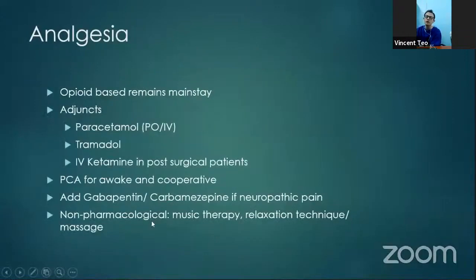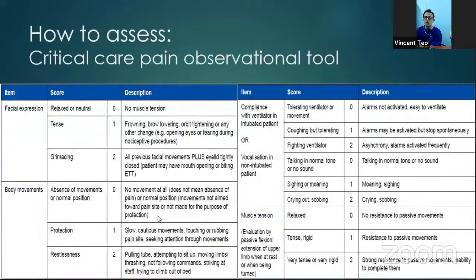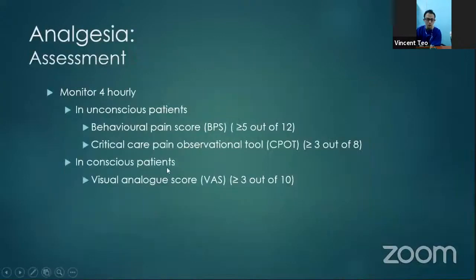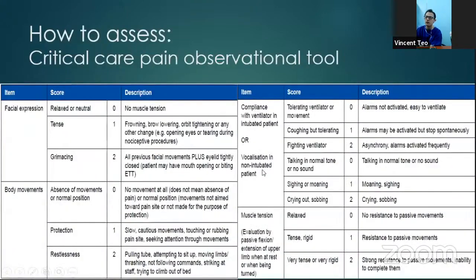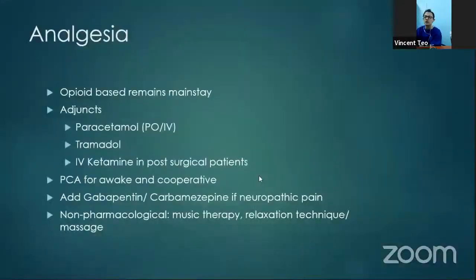And of course, in patients who are conscious, you can use your visual analog scale. If the patient's score is greater than 3 for VAS and greater than 3 for CPOT, or greater than 5 in BPS, you need to intervene, as that shows that the patient is at least having moderate pain.